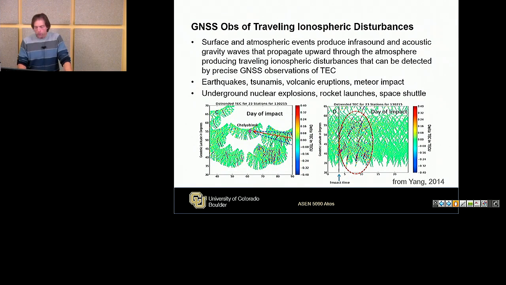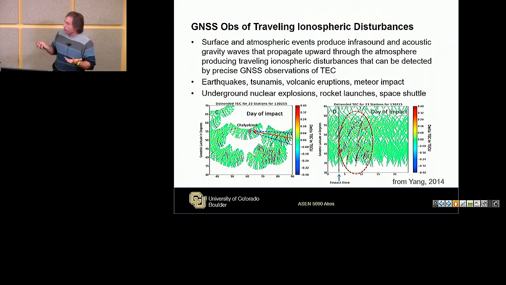Traveling ionospheric disturbances, this is kind of interesting. Earthquakes, tsunamis, volcanic eruptions, meteor impacts, underground nuclear explosions, they all cause ripples in the ionospheric layer. And if I can track what's happening with those ripples, I can have these kind of detection capabilities because they all have a different signature.